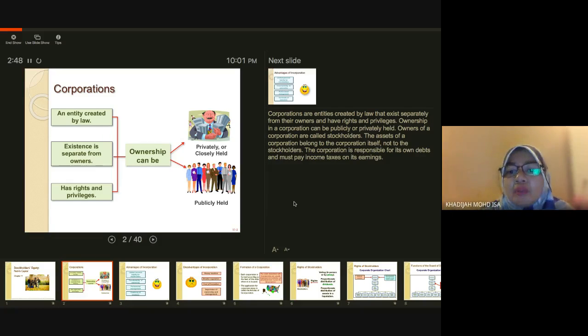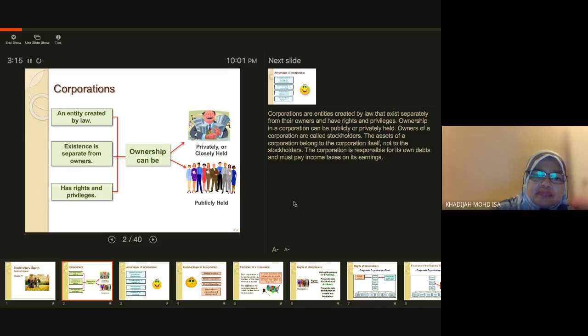The corporation is responsible for its own debts and must pay income tax on its earnings. So that's why if the company has a lot of debt, a lot of creditors, whatever amount has to be paid must be paid from the company, not from the owners. So we have a separate entity.